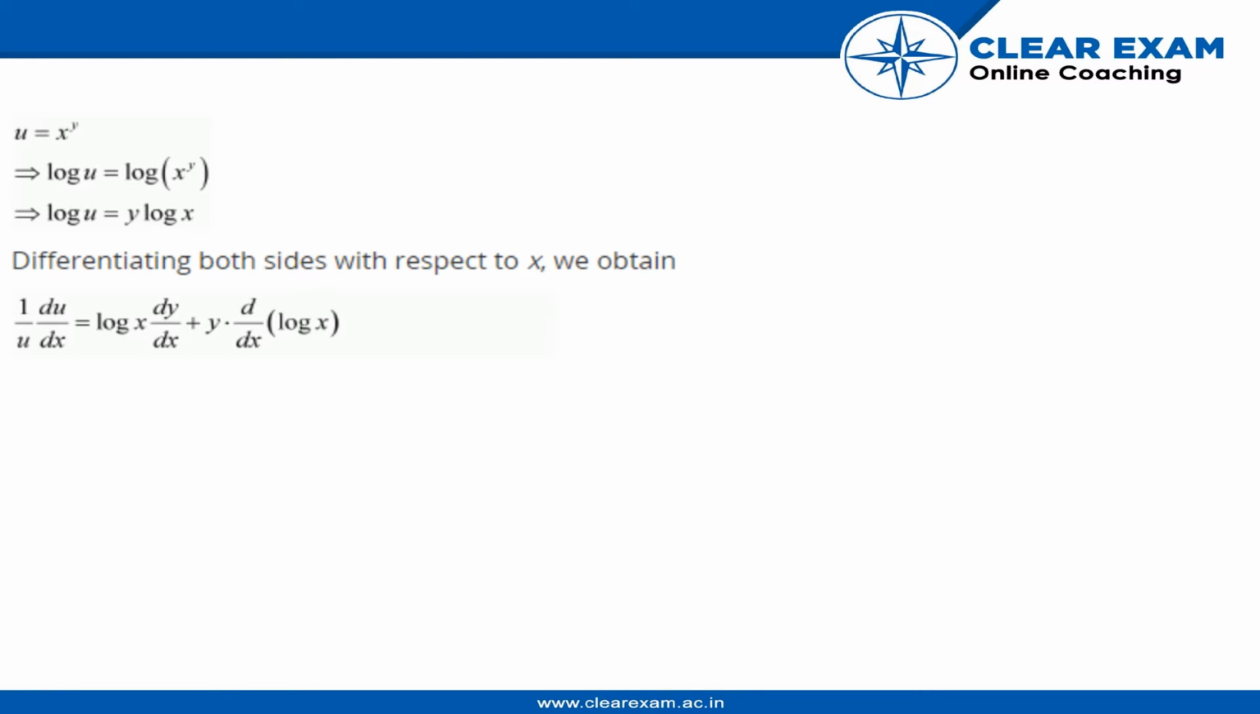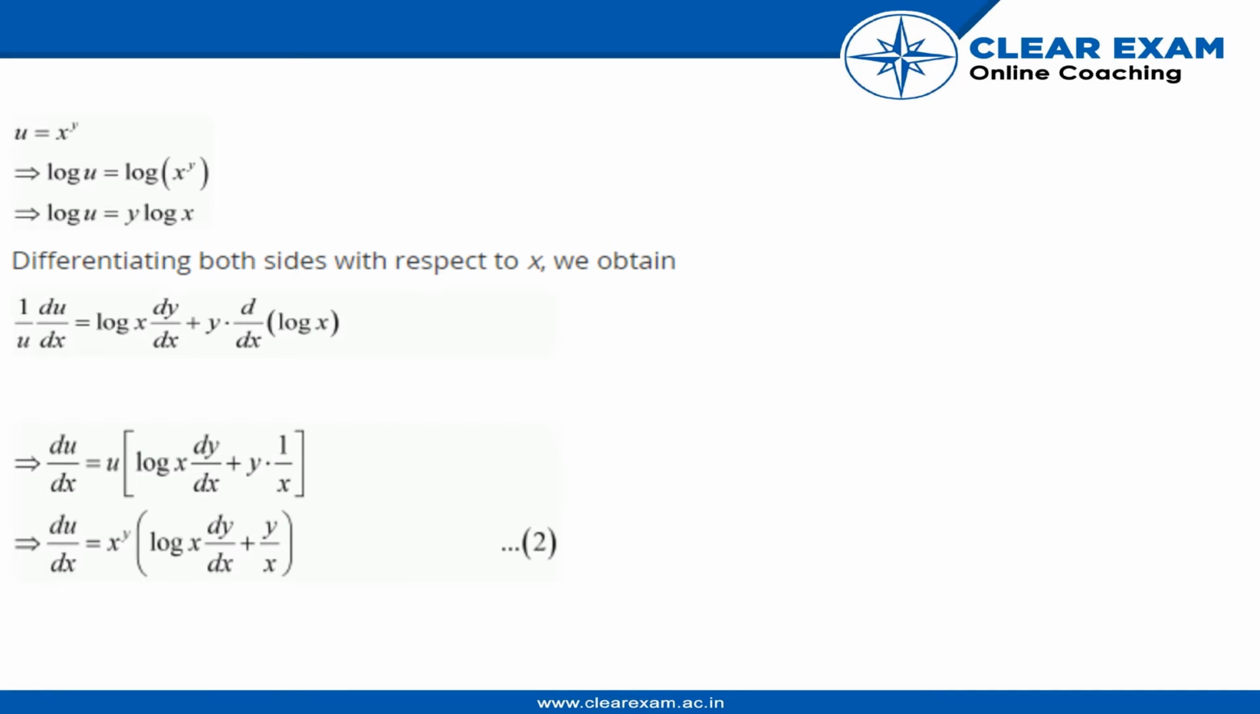Now take u equals x to the power y. Take natural logarithm on both sides. We get log u equals log x to the power y, that is y log x. Differentiate both sides with respect to x. We get 1 by u du by dx equals, using the product rule, log x into dy by dx plus y into d by dx of log x, which gives du by dx equals u into log x dy by dx plus y by x.